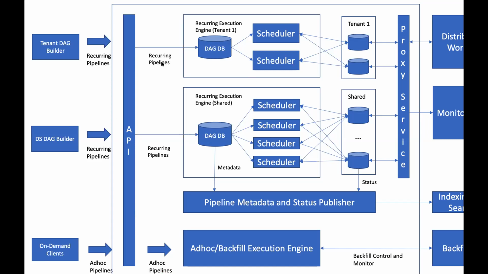The recurring pipelines will go through the multi-tenancy architecture. Each tenant will have its own database for the DAG metadata, its own set of sharded scheduler deployments, and its own DB shard in the tenant pool. All these details will be hidden by the proxy service. The proxy service will talk to all these sharded DBs, find where the data is, and redirect the request. At the end, the outside world, like the workers I mentioned before and also the monitoring UI, will only talk to the proxy service.